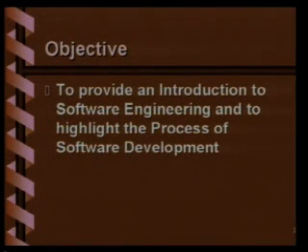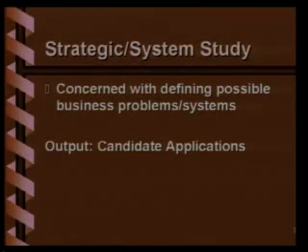To start a software engineering project, or to start building the software, what is the first thing to be performed in any software engineering domain, or for that matter any software development domain? Well, we must always start with something called a strategic study, which is concerned with defining possible business problem systems, and the output we get is candidate applications.